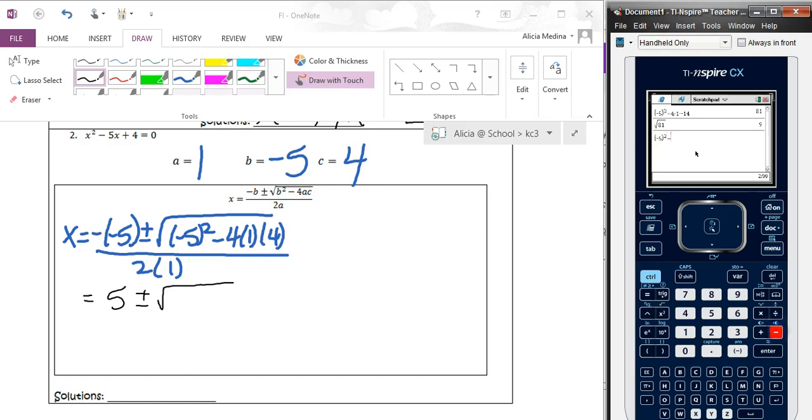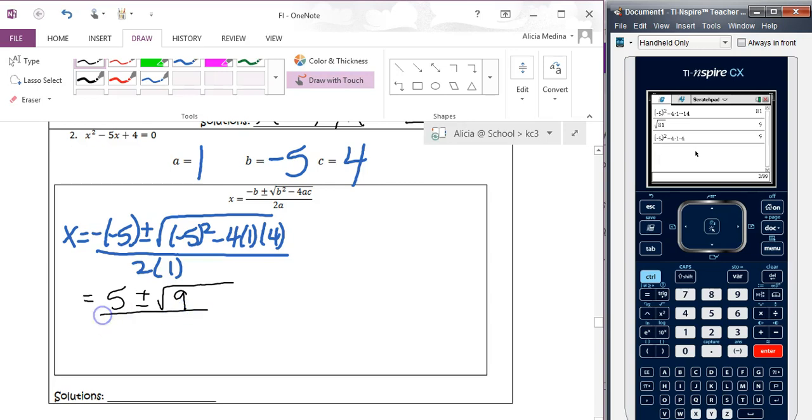I want to subtract 4, open parentheses, type in my 1, and times c, which is 4. So that gives me a 9. Put that underneath my root sign. Still all over 2 times a, which is 2. Right? 2 times 1 is 2. And then if I check the square root of 9, square root of 9 is 3.